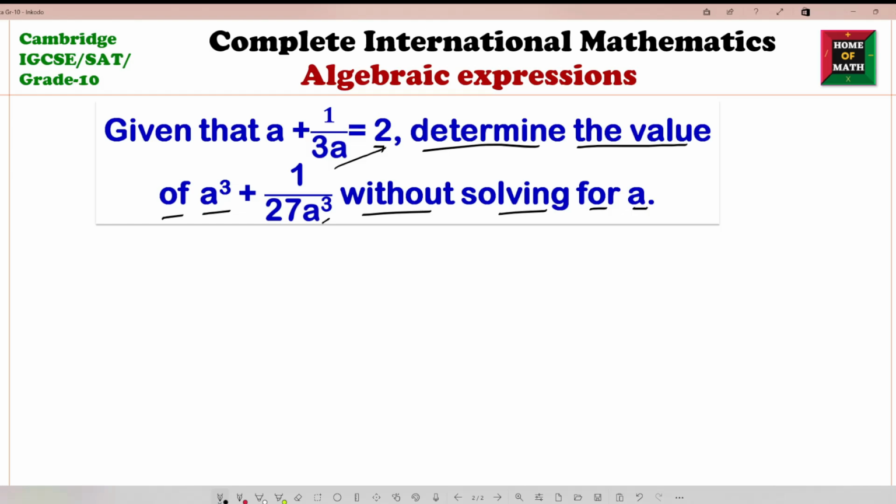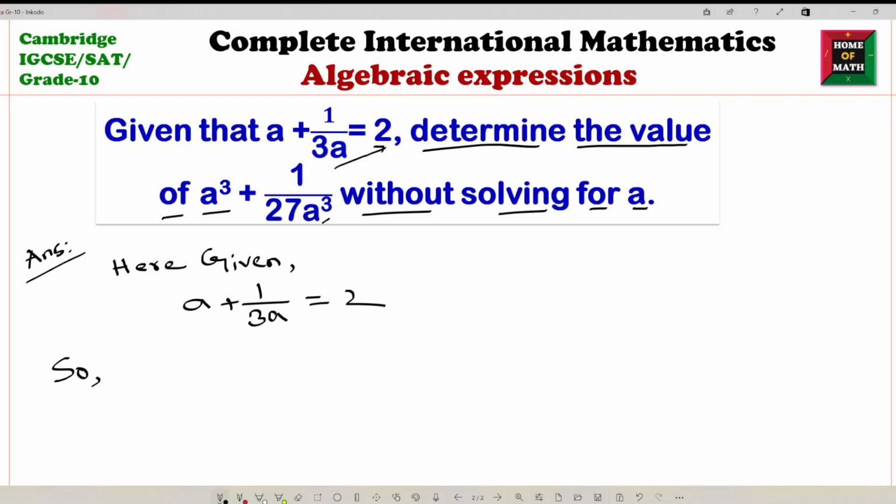So first, here is given a plus 1 by 3a equals 2, right? Then we can write a cube plus 1 by 27a cube.